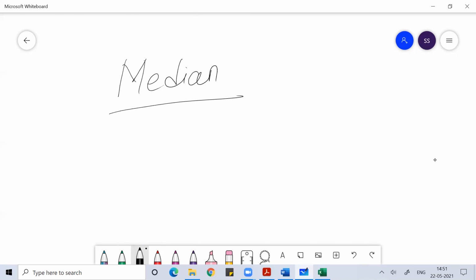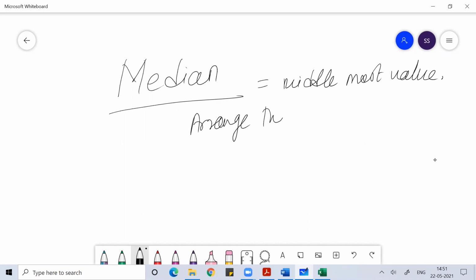Okay, so what is median? Median is basically all about finding the middlemost value. What we do in median, we arrange the data in ascending order. Whatever data we have, we'll arrange that in ascending order.